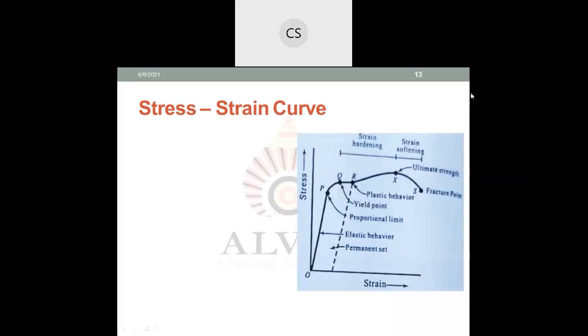This is a stress strain curve. Whenever a material is subjected to stress, then what exactly happens? The material undergoes deformation.